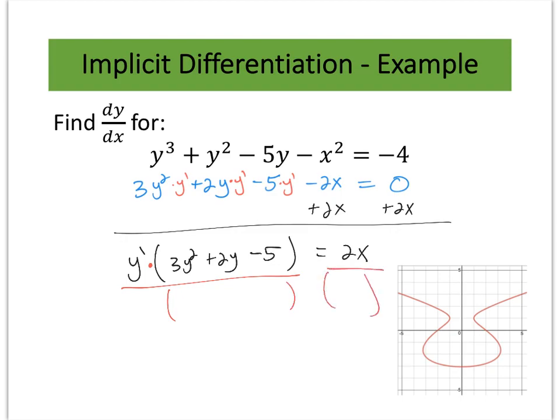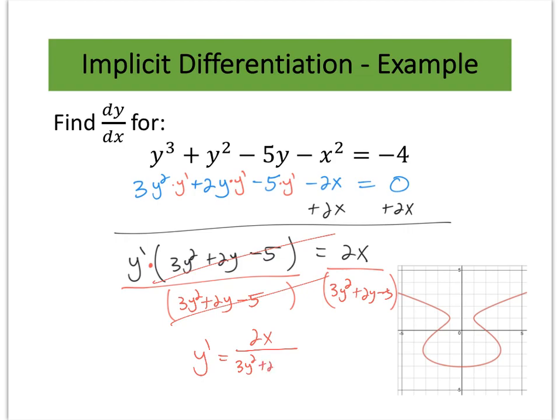by the stuff. Oh, hang on. That's just not enough space for me here. I'm going to divide by the stuff that I need to get rid of. 3y squared plus 2y minus 5. Divide by 3y squared plus 2y minus 5. And this cancels this out. And y prime is 2x over this 3y squared plus 2y minus 5.